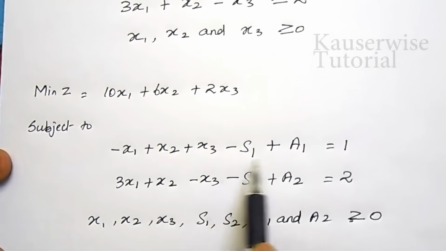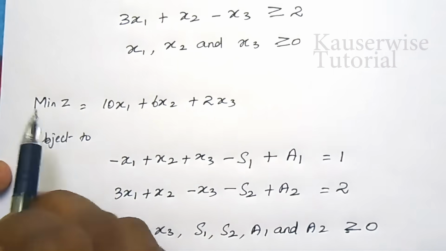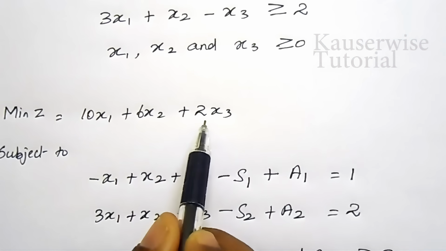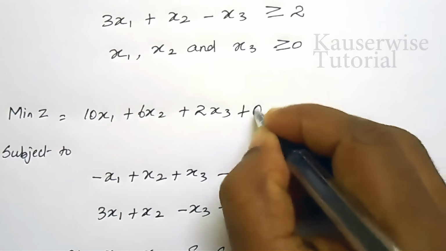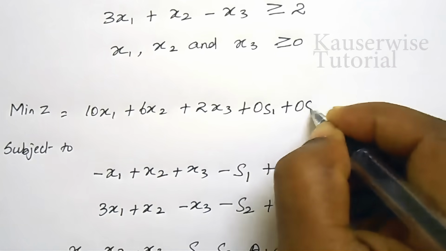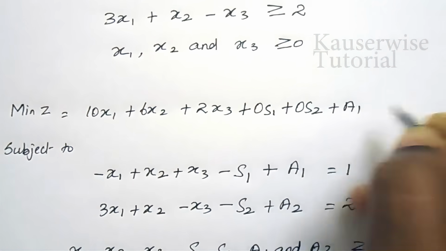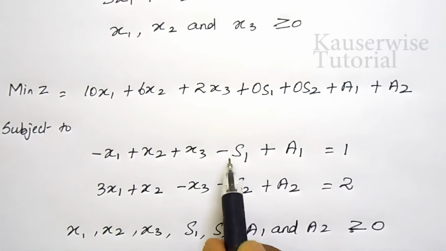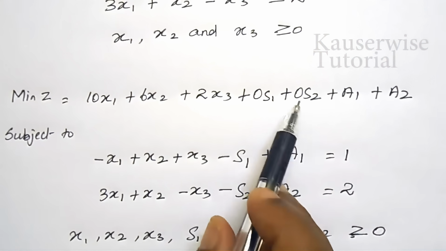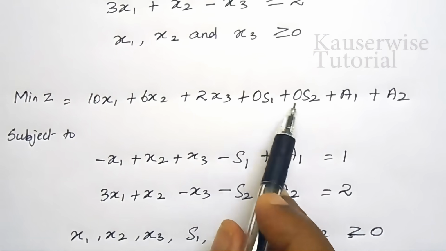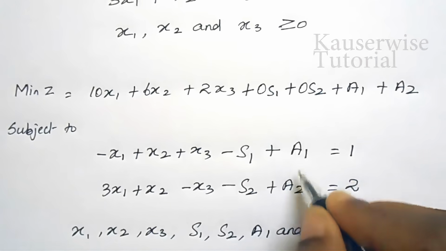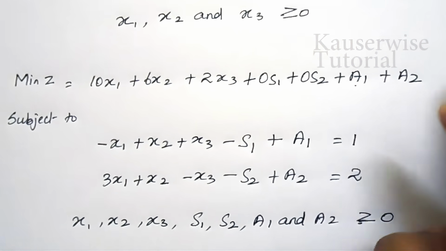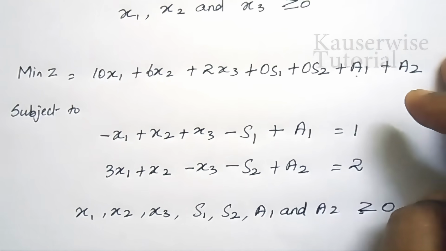Now we have to add the values in the objective function. The objective function is 10x1 plus 6x2 plus 2x3. Now just add 0s1 plus 0s2 plus a1 plus a2. So here we have got two slack variables. For slack variables we have to give 0 value, plus 0s1 plus 0s2. For artificial variables the value is 1, that is A1 plus A2. So this is the procedure to frame the canonical form of the given problem.